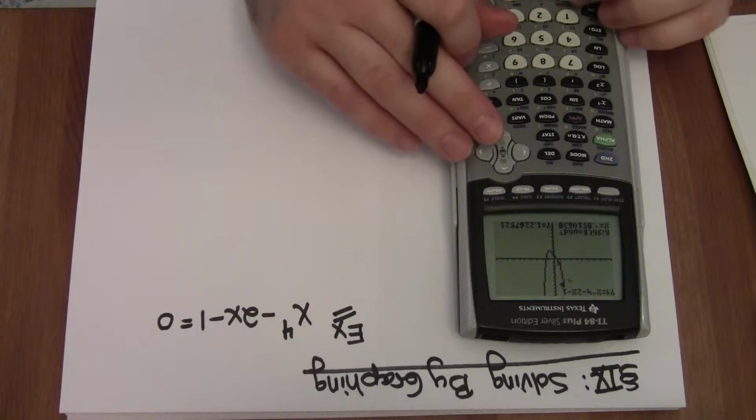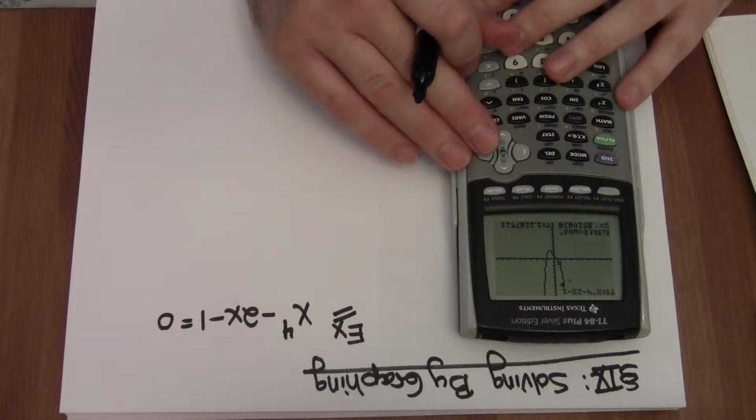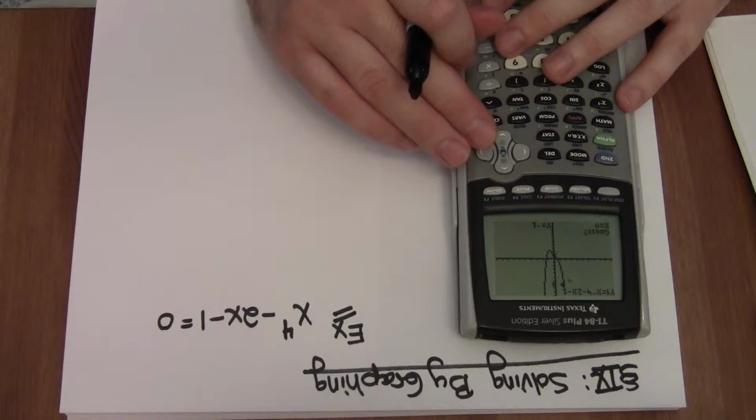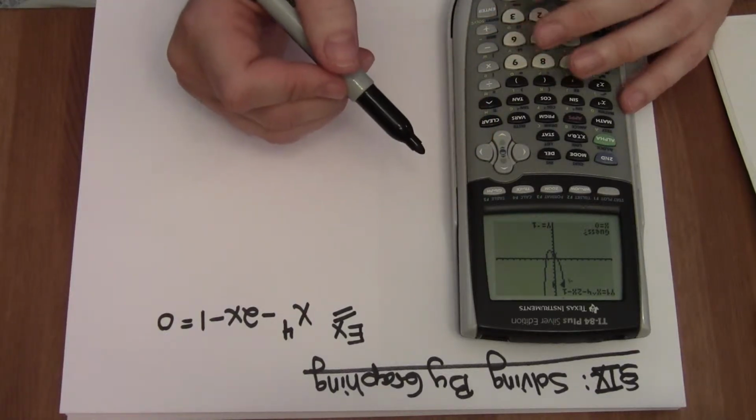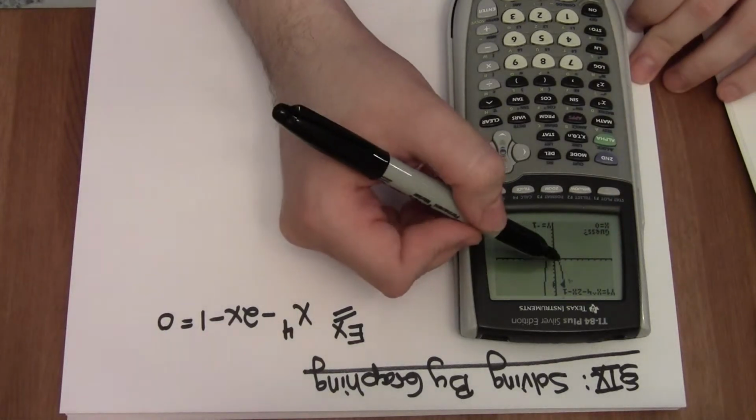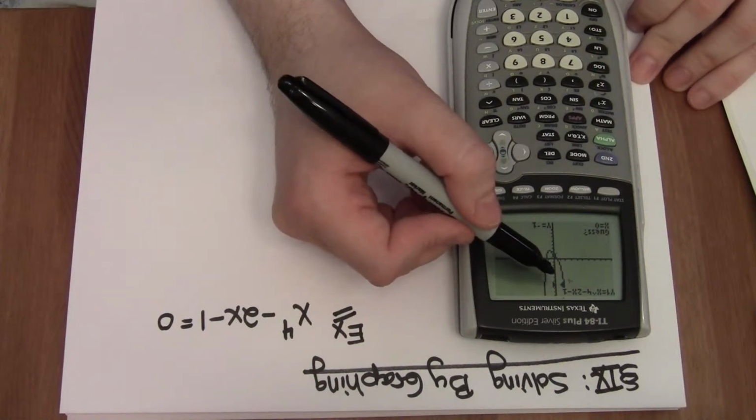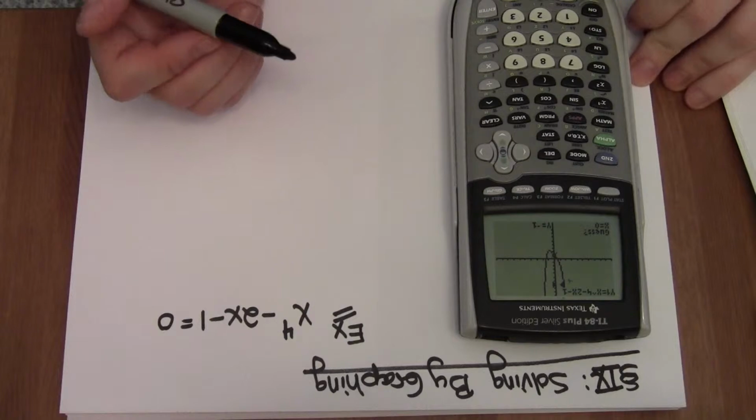Notice that a triangle has shown up. It now asks for a right bound. I need to move somewhere a little bit to the right of my x-intercept. The x-intercept's about here, so a little to the right would be maybe something like this. I'm going to push enter. Another triangle has shown up. Before we move on, make sure that your x-intercept is between those two triangles. If it's not, the graphing calculator won't work.